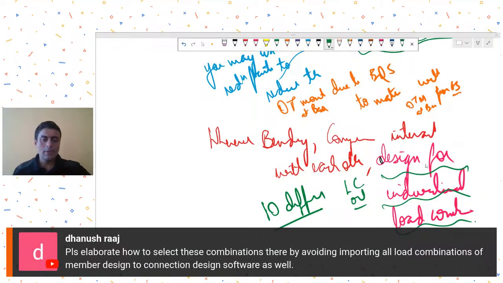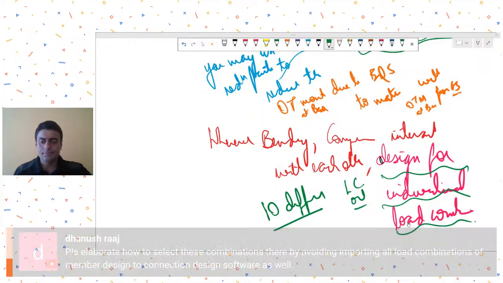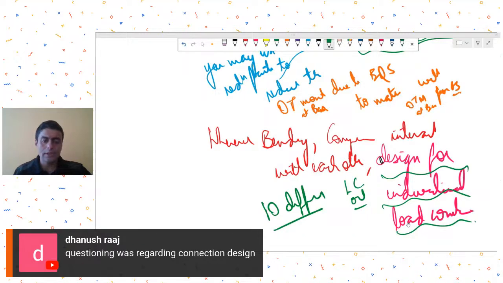Mr. Dhanush Raj is saying, please elaborate how to select these combinations, thereby avoiding importing all load combinations. No, so you could save yourselves by designing it only three times. For example, you are designing a column. Okay, his question was regarding connection design.